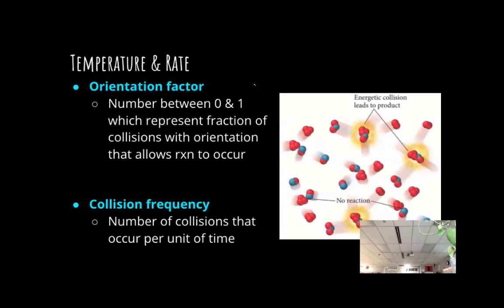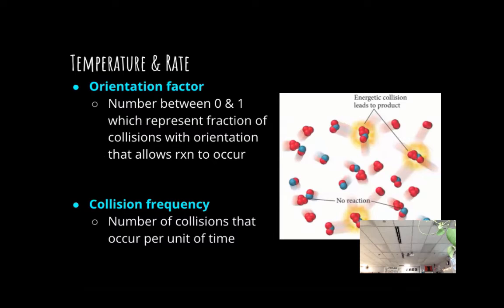When you're looking at this collision factor, you can look at something called the orientation factor. This represents the fraction of collisions with that orientation that allows the reactions to occur. The other thing we can look at is something called the collision frequency. So it's the number of collisions that occur per unit of time.